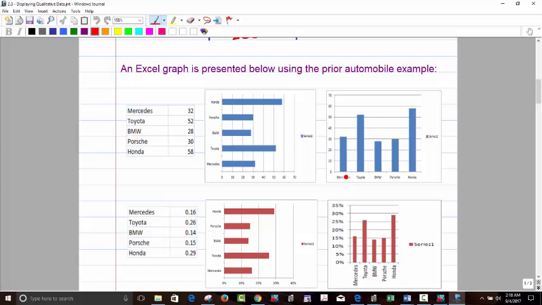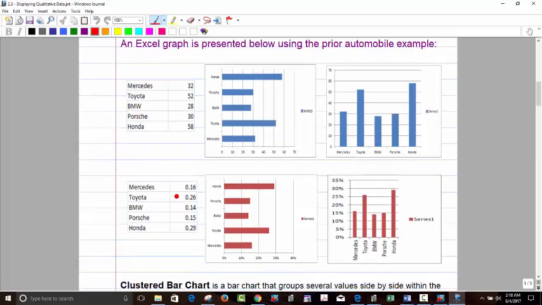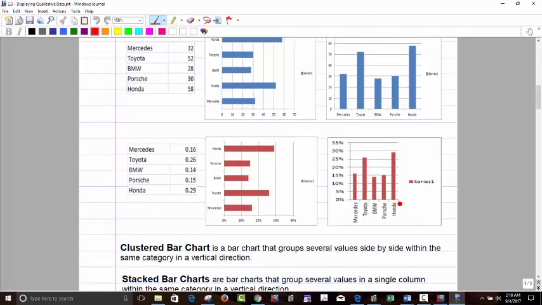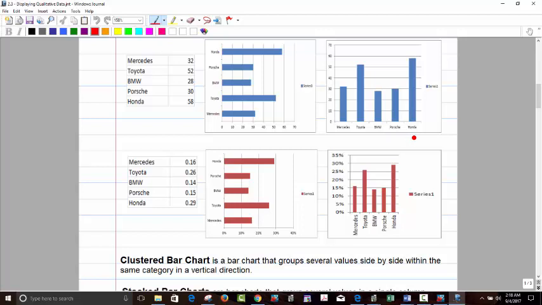So it's just words here. Mercedes goes up to 32. Toyota goes up to 52. BMW 28, and so forth. And then right down here, I did them as decimals, but here it is also as a percent. It's going to show the same trend or pattern, whether it's percent or decimal. You see it's got the same kind of pattern look to it there.